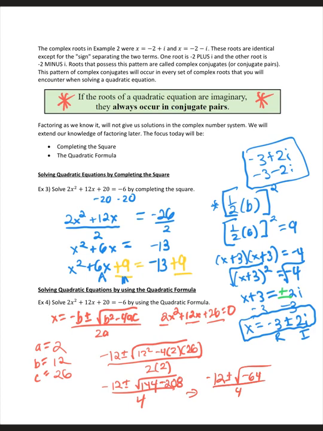And again, this is telling us that this is an imaginary answer, so I have to take the i out. And the square root of 64 is 8. Again, all 3 terms are divisible by 4 in this case. So I have -3 plus or minus 2i as my final answer, which again matches up with the answers we got in example 3. So again, you can use both methods to solve this.